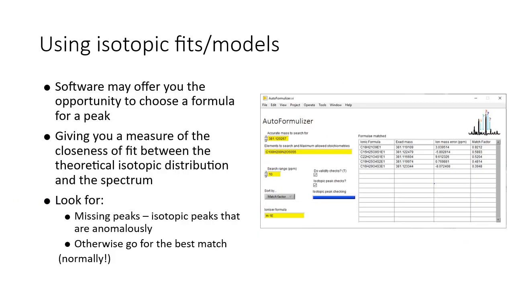But if you're using some kind of software to do the assignment, then you may well find that that software will include some algorithm for ranking the assignments in the order of how well the peaks in the mass spectrum match each theoretical isotopic distribution. So, for example, in the software I write, you can see the isotopic match factor, which is the figure of merit we calculated on the previous slide, is shown in this column here.